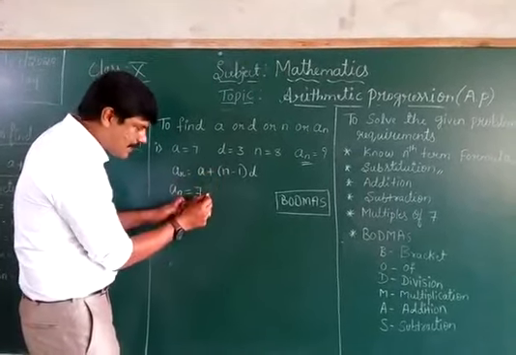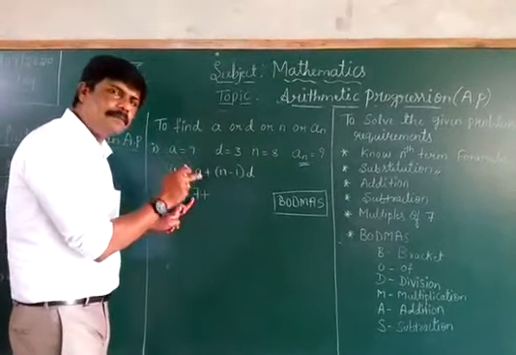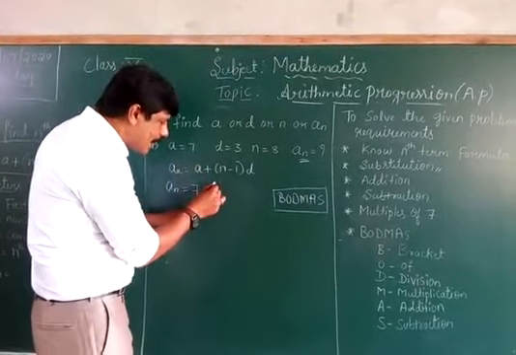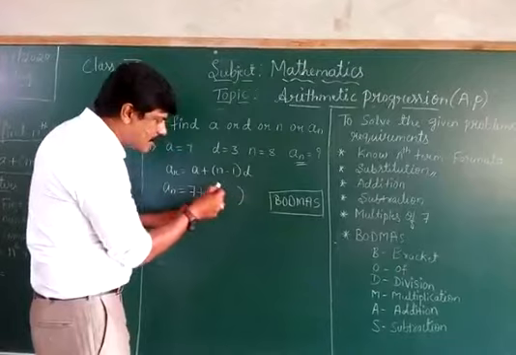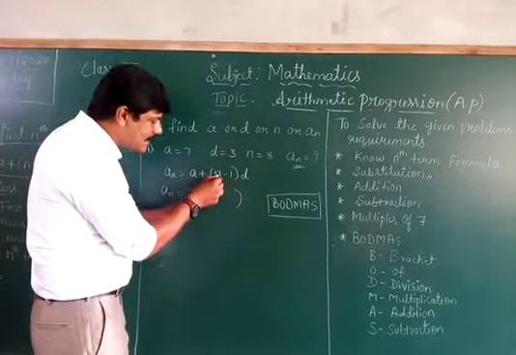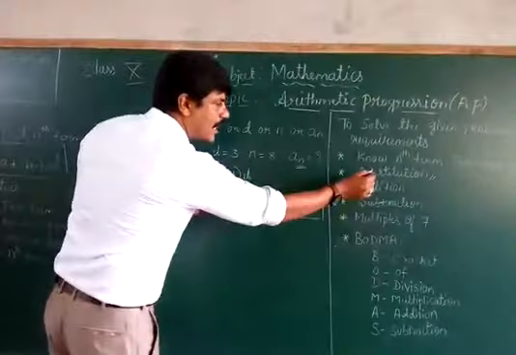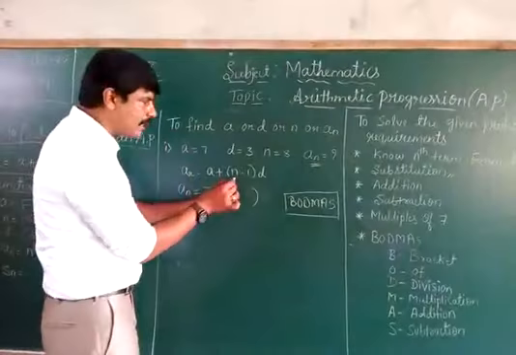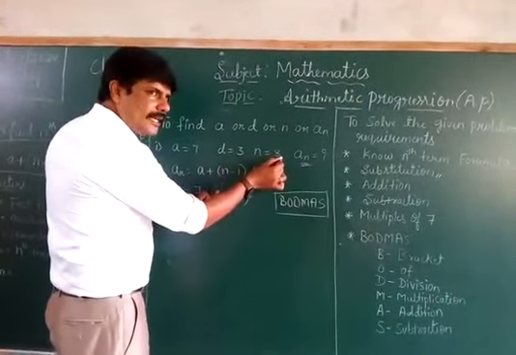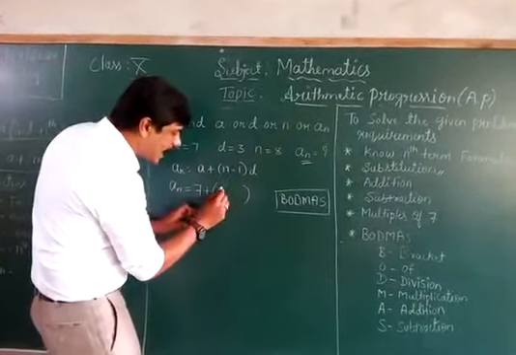Next, plus. I am not going to change anything. I keep plus as it is. Then bracket. I will maintain the bracket as it is. What is there inside the bracket? N is there, but I am not going to write N. First I have to substitute. What is the value for N? It is nothing but 8. So I will write 8.